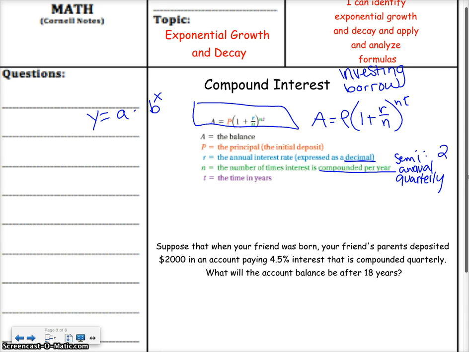Semi means twice a year. Annual means one time a year. And quarterly means, what do you think? Four. Yeah, you got it. Quarterly means four times a year. Those are the most common. There are different forms of compounds, but those are the most common. Semi-annual, quarterly. And T is your time in years.